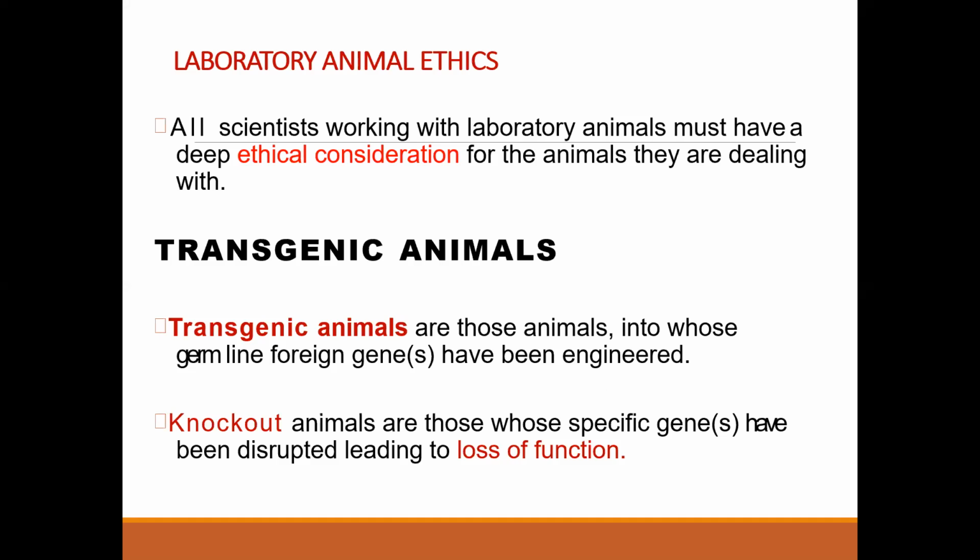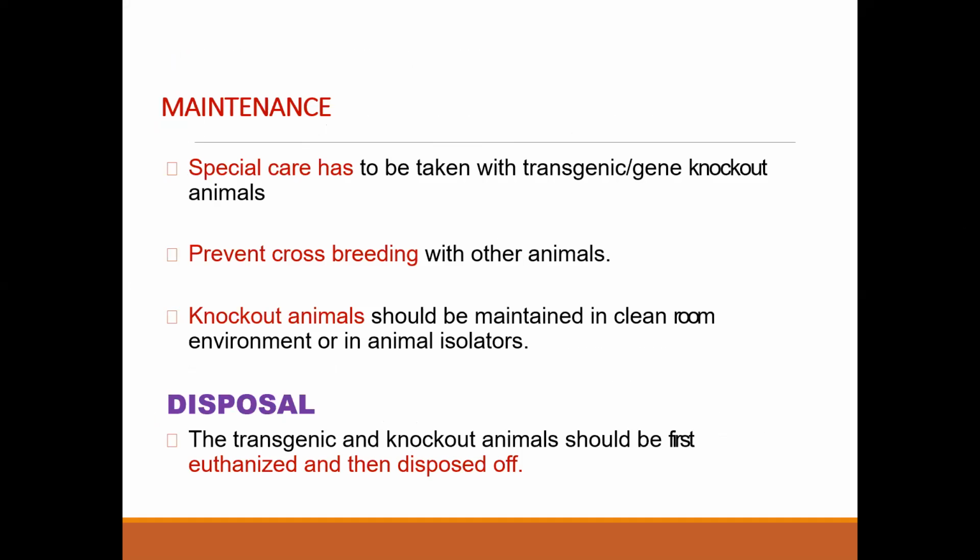This maintenance must be required in the animal house. Special care has to be taken with transgenic or gene knockout animals. These have specific genes of that animal and should be kept separately. Prevent crossbreeding with other animals. Those animals with specific genes, if not kept separately, will not be prevented from crossbreeding. So this is one of the aspects.